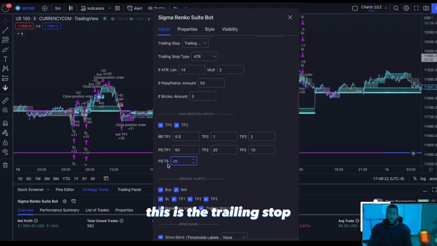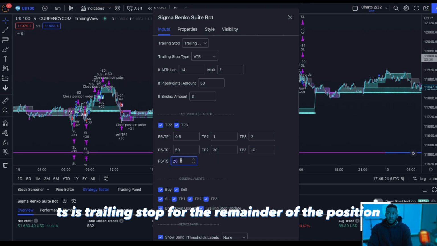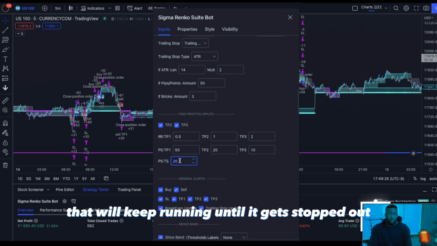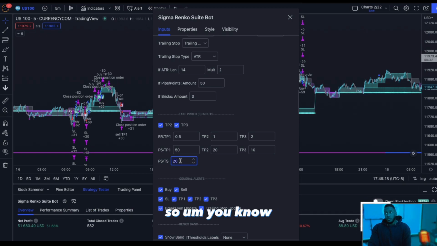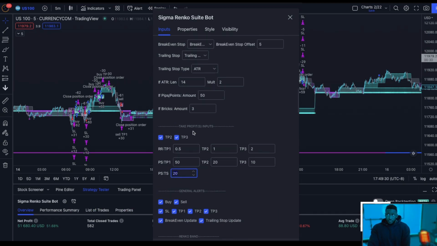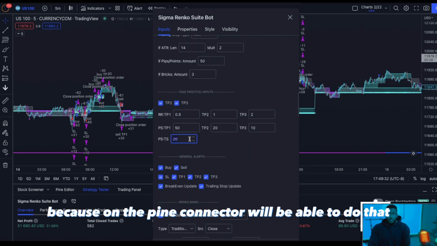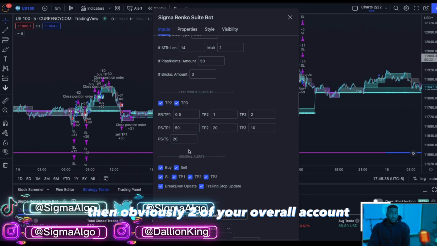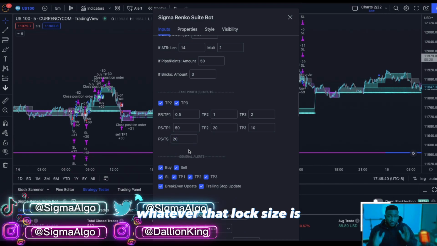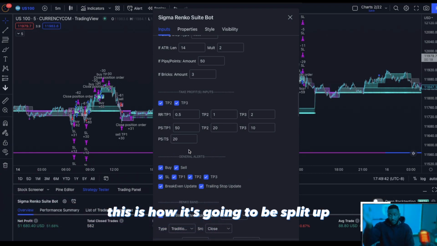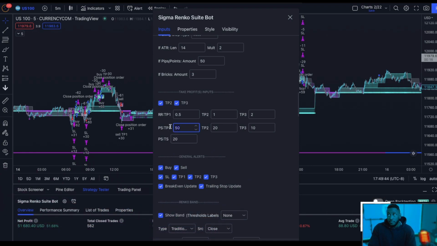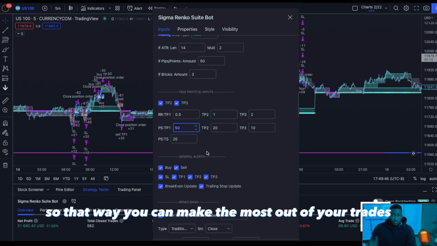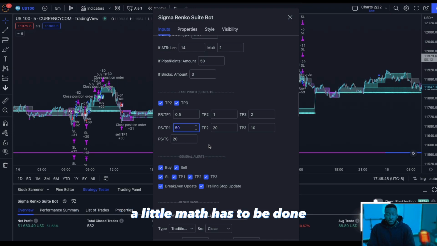Then this is the trailing stop. TS is trailing stop for the remainder of the position that will keep running until it gets stopped out. So, you know, if you're using percent, because on the Pine Connector, you'll be able to do that by percentage. If you're using percent, then obviously 2% of your overall account, whatever that lot size is, this is how it's going to be split up. So that way you can make the most out of your trades. A little math has to be done.